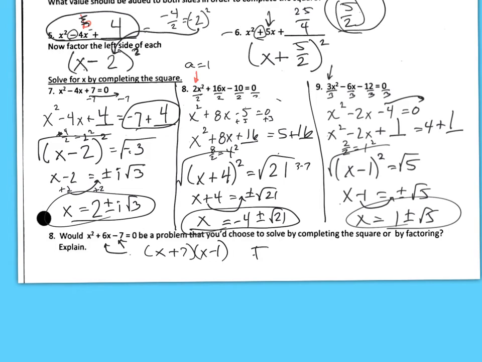So if it were me, I would factor it because I factored it faster than I can do completing the square. And for me, I would do it because it's faster. At least for that problem. Some problems, it's hard to factor, and maybe completing the square is better, easier.